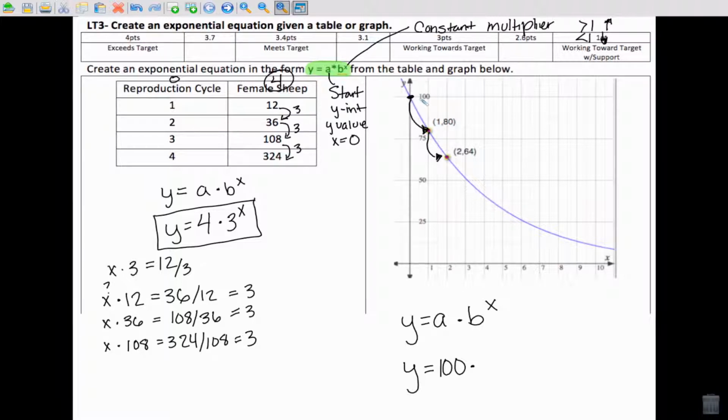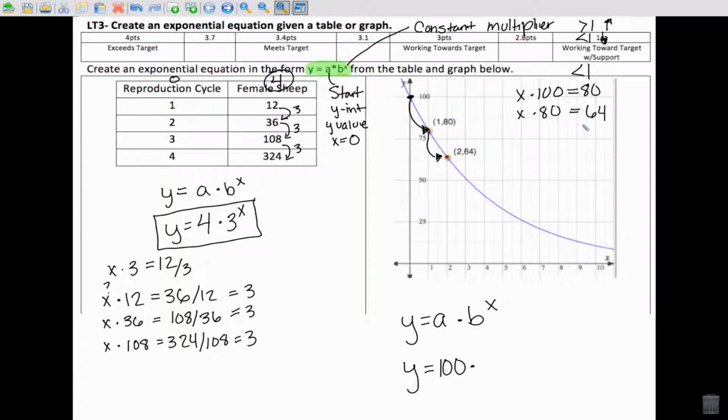First thing I notice is that my values are decreasing. So that means my constant multiplier is going to be less than 1. So it's going to be a point something. It's going to be some decimal that makes my value decrease. And I can do this in the same way that I did before. So what number times 100 gets me 80? What number times 80 gets me 64?